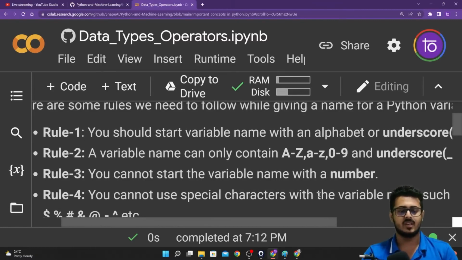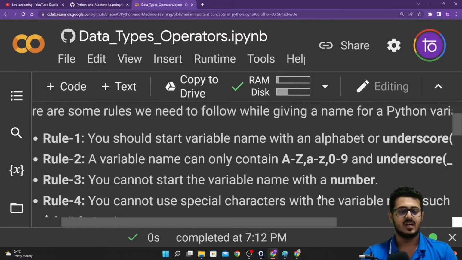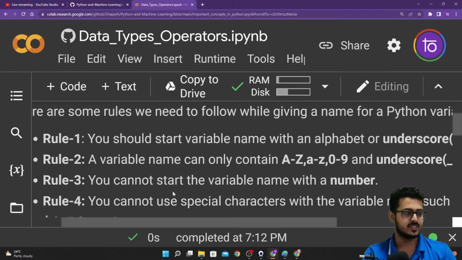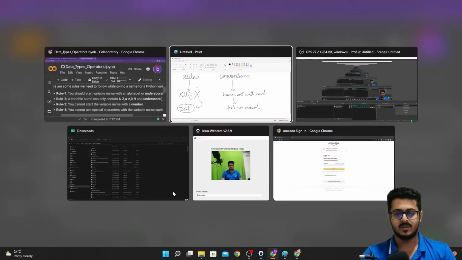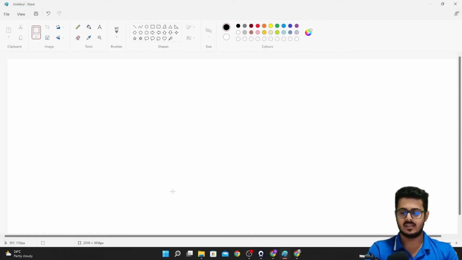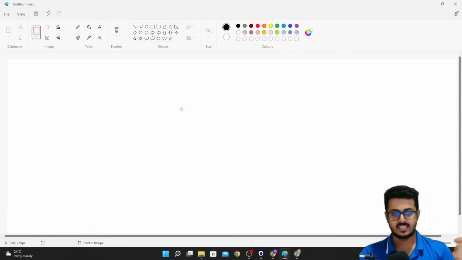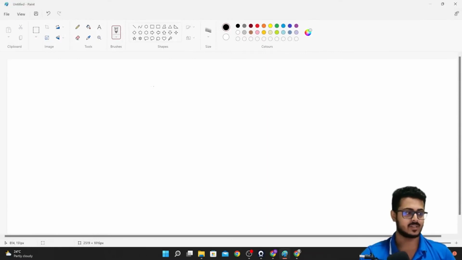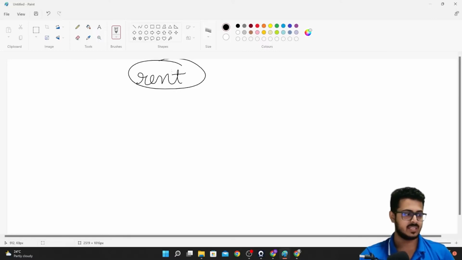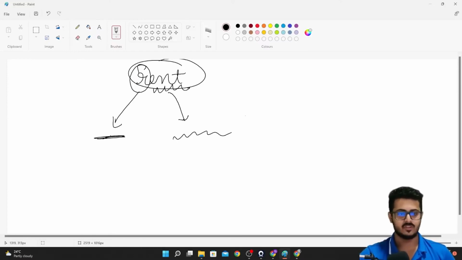Let me concisely cover the first 4 points for you so that you are able to understand. I will show you an example. Say you have the variable name rent, R-E-N-T. I will be dividing this into 2 parts: the first letter, and the rest of the word.